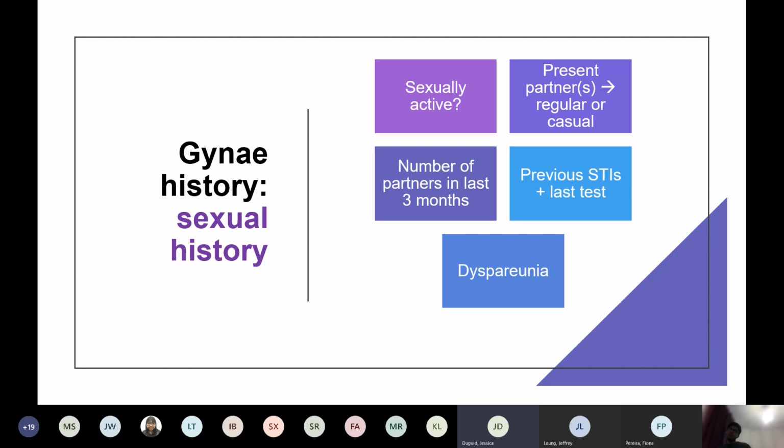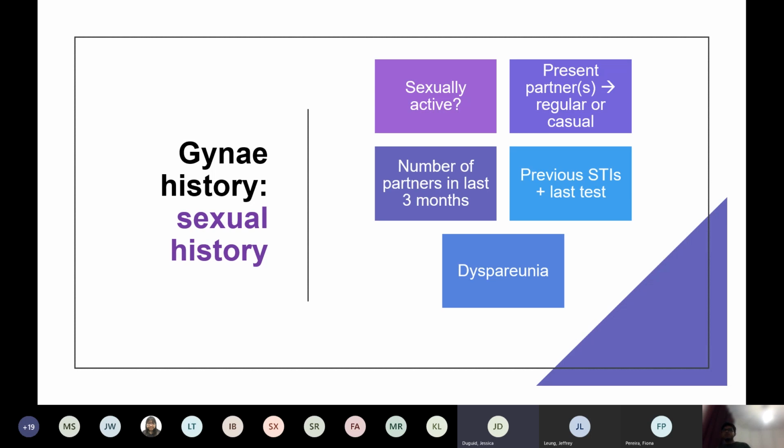The next one you want to ask about is if they had any previous STIs and when was their last test. For example, if a woman's last test was 6 months ago and she's had 4 different partners in the last 3 months and she's coming in with vaginal discharge, that's lots of red lights, and you want to be thinking about STI testing her. With a history of changes in discharge, lots of different partners and no recent STI test, she could have an STI, and so that would be the first thing to do. And the next one is dyspareunia.